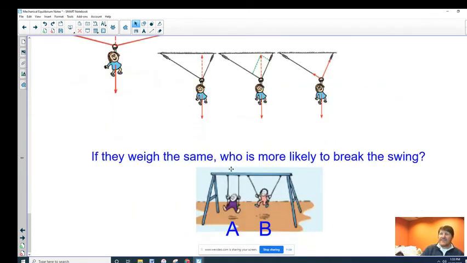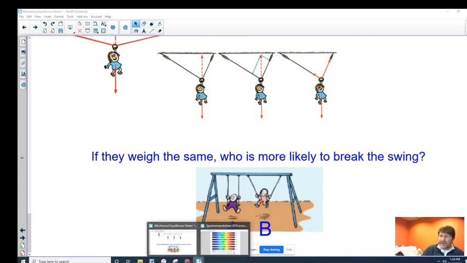Last question, if they weigh the same, who is going to break the swing? This person is more likely to break the swing. Why? Half of this person's weight is supported in each line here because it is a vertical one. Exactly half of the weight is supported by each string or each rope or chain here. Because this one is at an angle, there is more than half. We don't know exactly what it is, but it is going to be more than half of this person's weight that is supported in this line here. So this one is more likely to break.